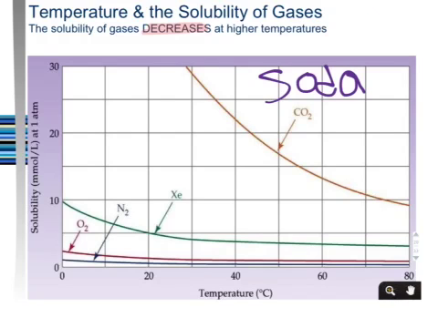Here's your temperature and solubility of gases. Again, they decrease at higher temperatures. Think of a can of soda. It's really hot outside in the Texas summer. If you leave a can of soda in your car, there's not going to be as much carbon dioxide in there. That's the reason that you want to keep your soda cooler.